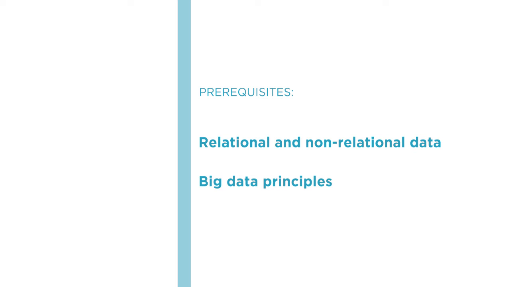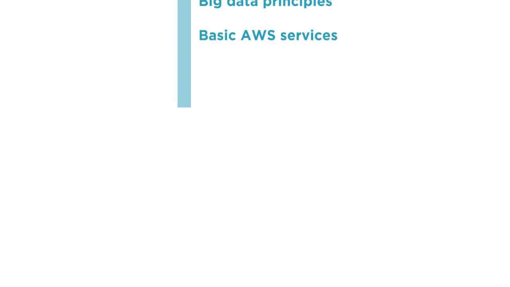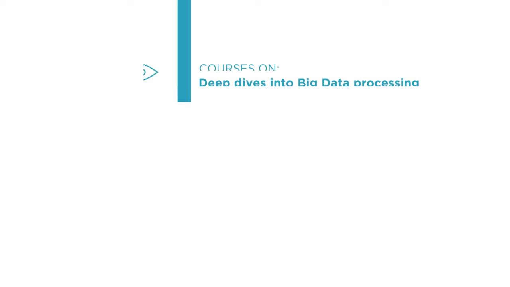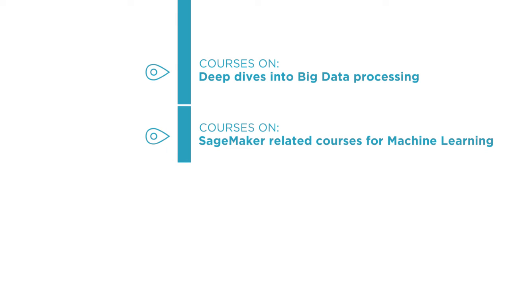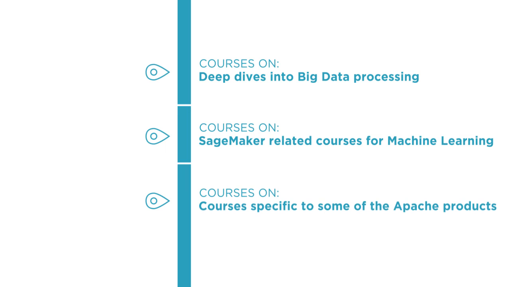Now, before beginning this course, you should be familiar with relational and non-relational data, big data principles at a fundamental level, and basic AWS services. From here, you should feel pretty comfortable diving into big data deep dives with courses on deep dives into big data processing, maybe some SageMaker related courses for machine learning, or even just courses specific to some of the Apache products that we're going to cover throughout the course.